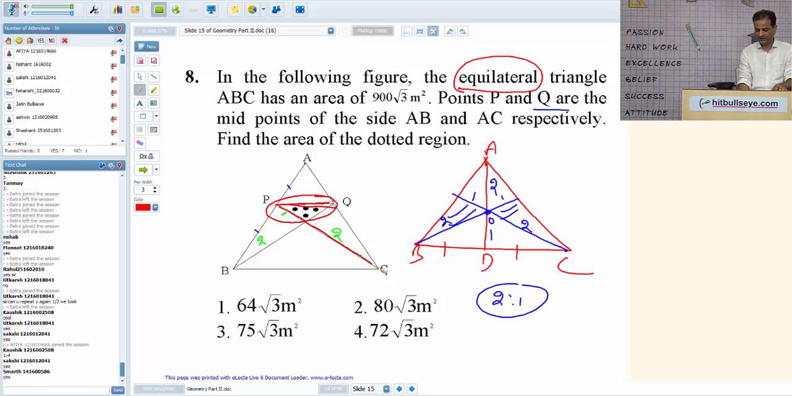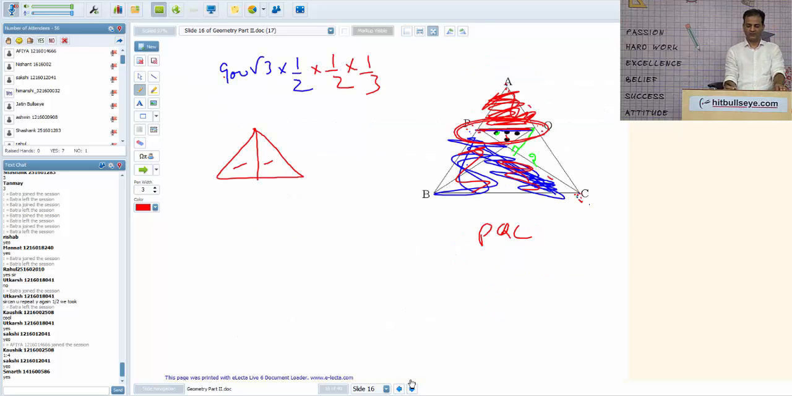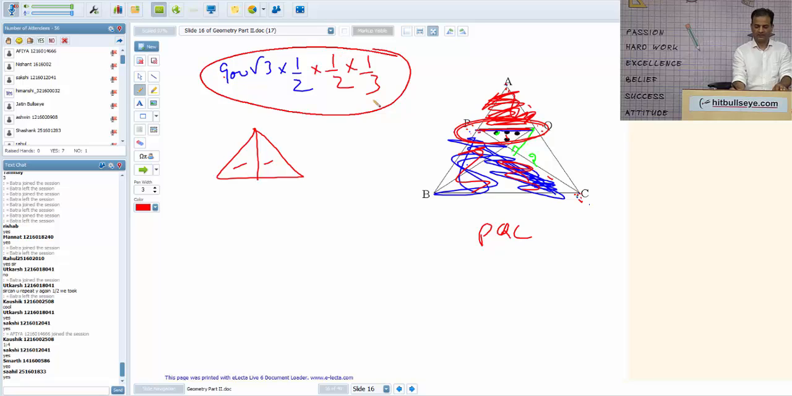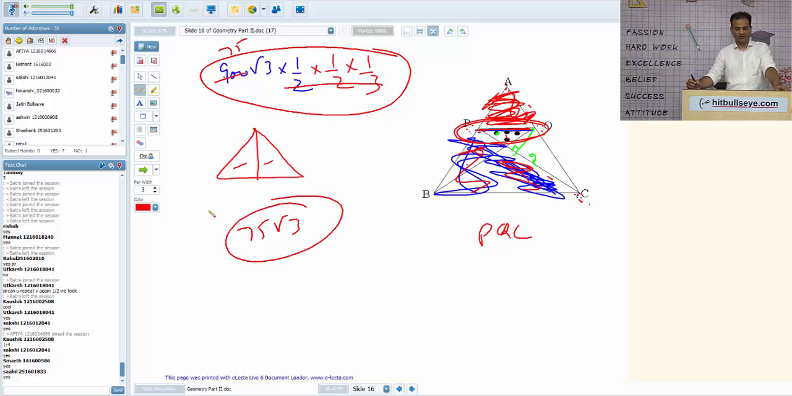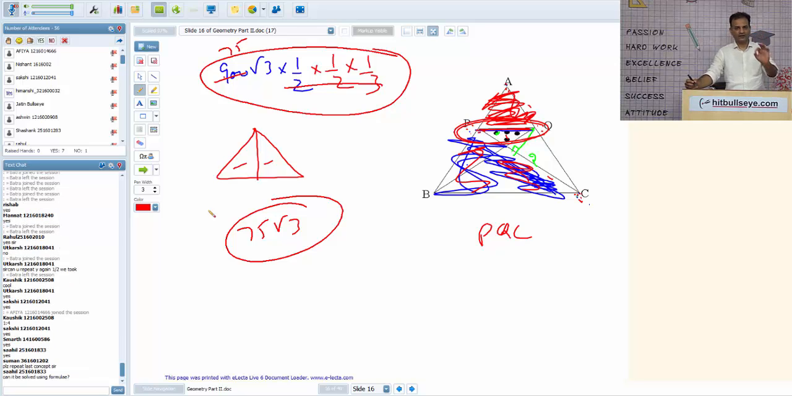This, and this. And height for this triangle will be same. So this area will be 2/3. So shaded area will be 1/3. So answer will be 900 root 3 divided by 12, it will be cut. 75 root 3 will be the area of the triangle. Median 2:1. From vertex it is 2.